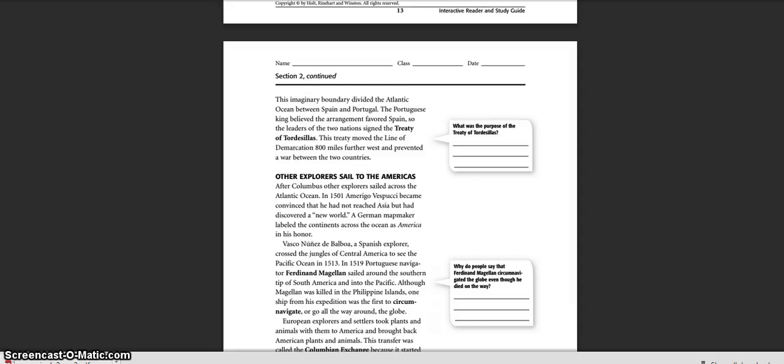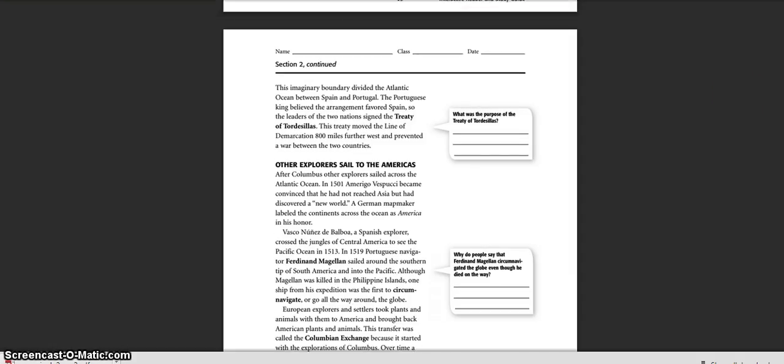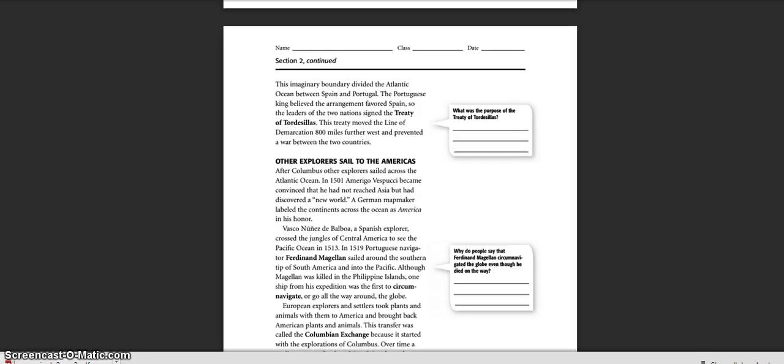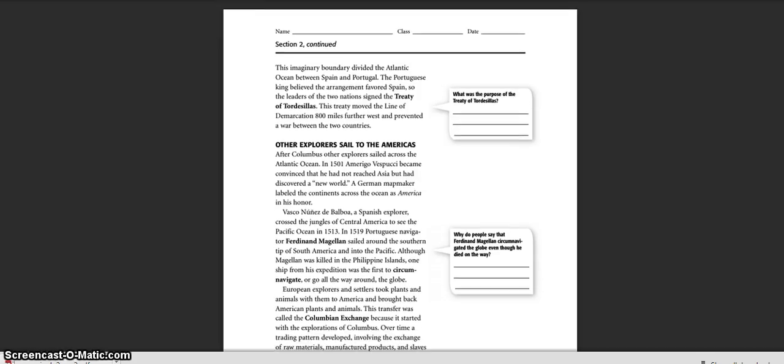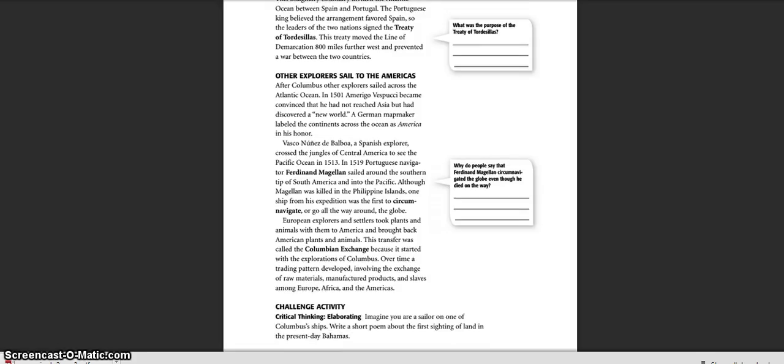European explorers and settlers took plants and animals with them to America and brought back American plants and animals. This transfer was called the Columbian Exchange because it started with the explorations of Columbus. Over time, a trading pattern developed involving the exchange of raw materials, manufactured products, and slaves among Europe, Africa, and the Americas.